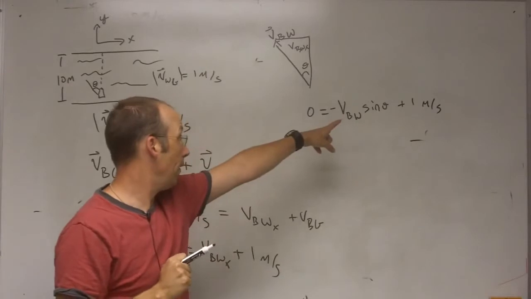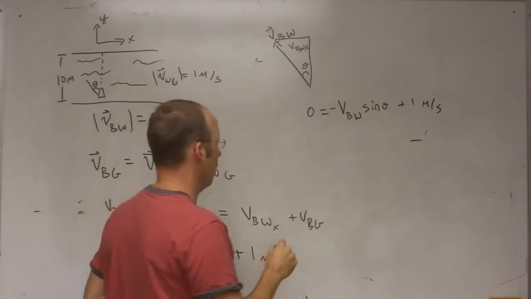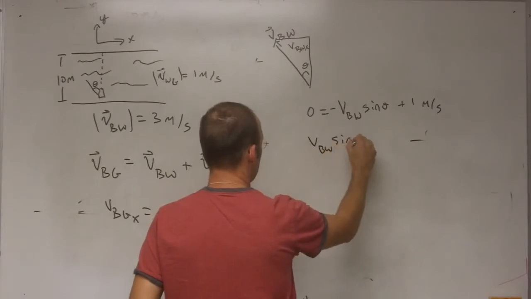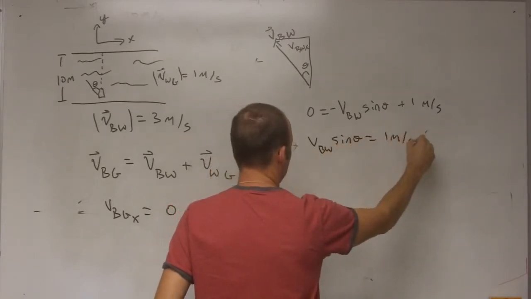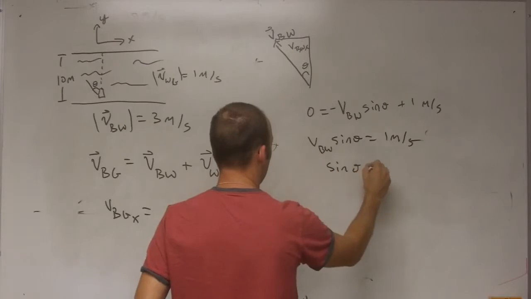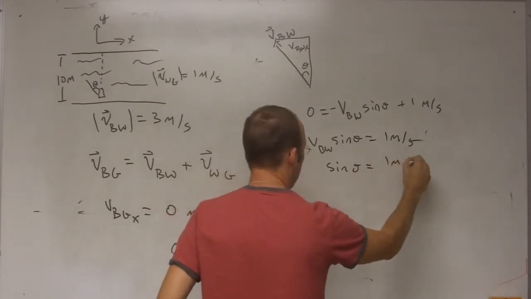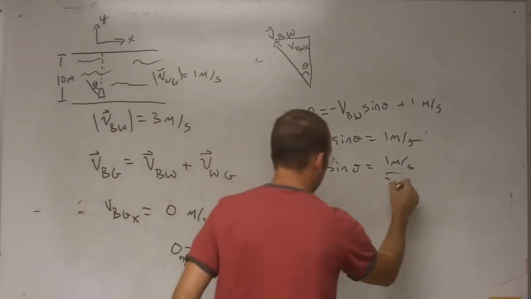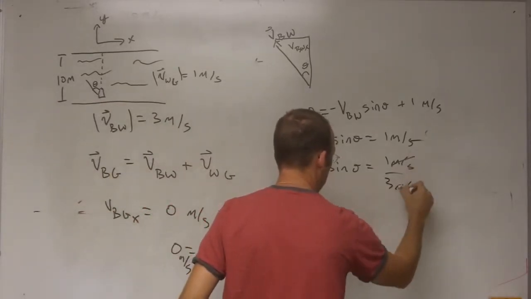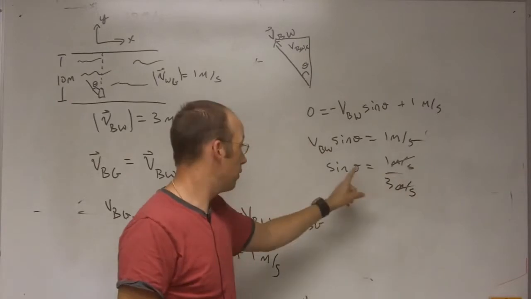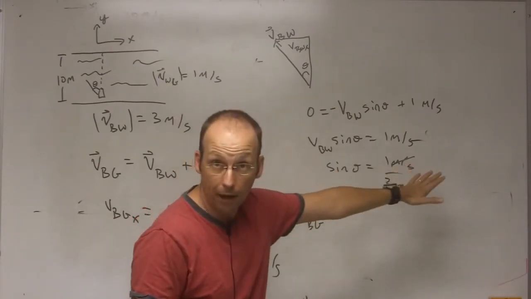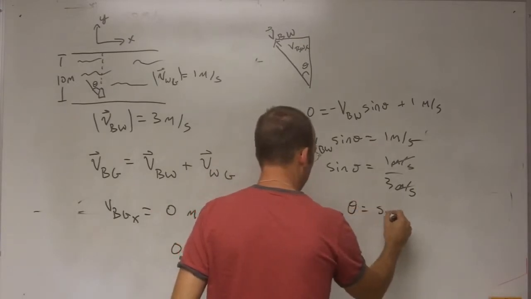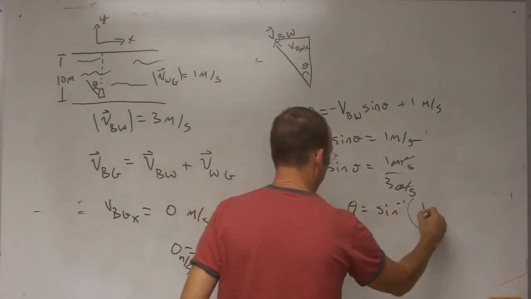So right there, now I can go ahead and solve for theta. Okay, so I can say V_BW sine theta equals 1 meter per second. Sine theta equals 1 meter per second over the magnitude of the velocity of the boat with respect to the water, which is 3 meters per second. And the units cancel. You can't have the sine of something with units. So theta is going to be the inverse sine of 1/3.